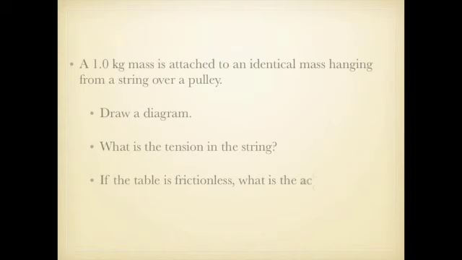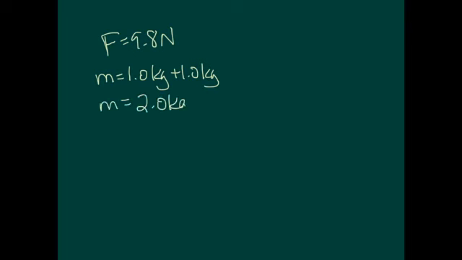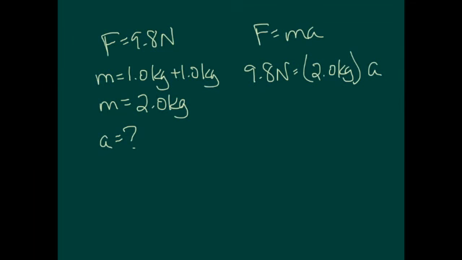Now I want to know the acceleration of the system as a whole, and we're going to assume that the table is frictionless because if it weren't, that would make this way too hard. We know that the tension force is 9.8 newtons. If I'm looking at the system as a whole, that means it's the two masses together, so the mass would actually be 2 kilograms. And I'm looking for a. Now this next part is radical, I know, but F is equal to ma. Plug in your numbers, type this in the calculator, and you will find that the acceleration is 4.9 meters per second squared.